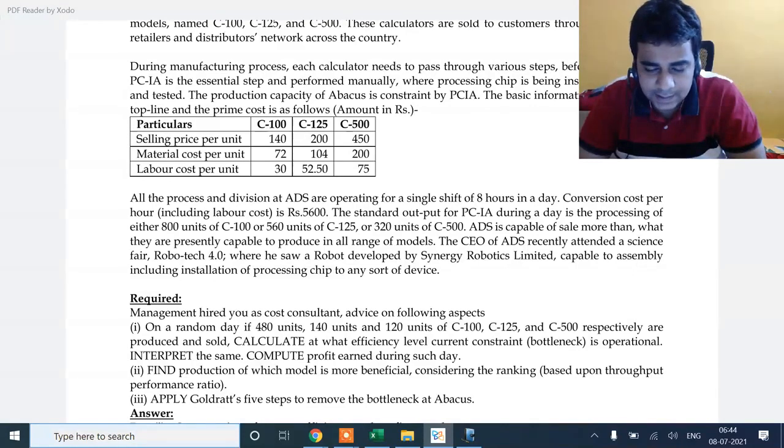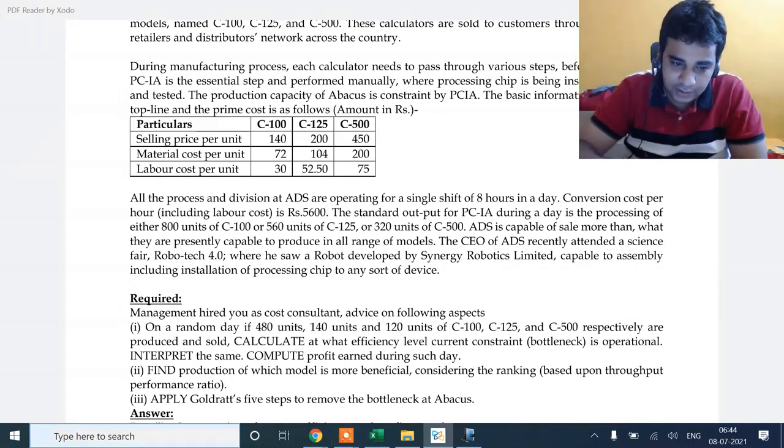Okay, second part of the question is on ranking. Considering the ranking, I would ideally go ahead and do an allocation, find production of which model is more beneficial considering the ranking. So the second part is on the statement of ranking. First part, they are saying what is the current capacity utilization.